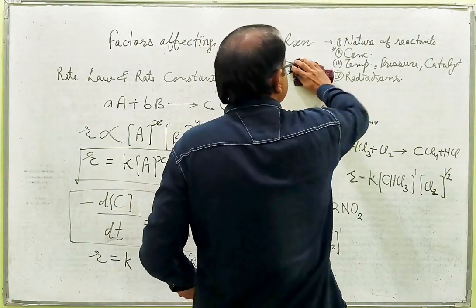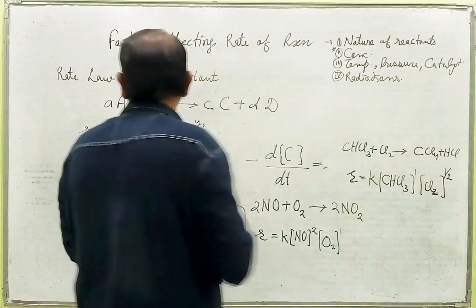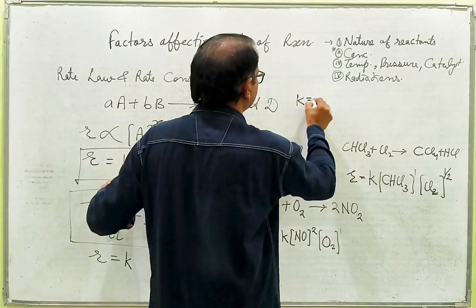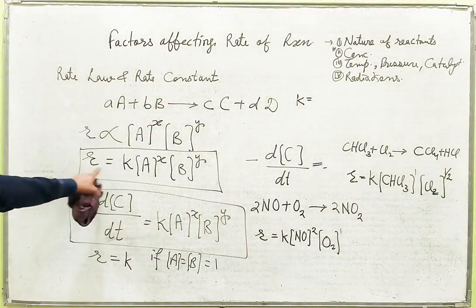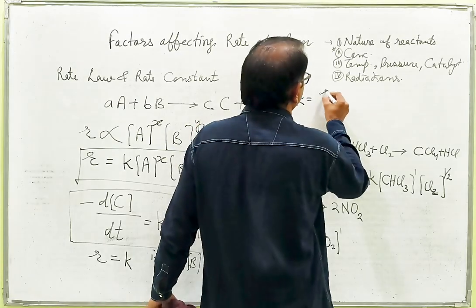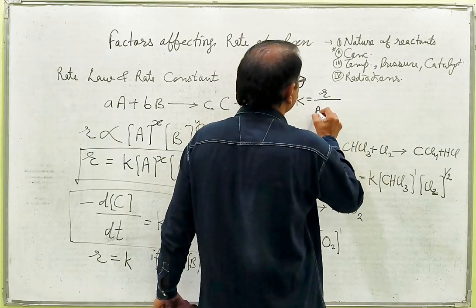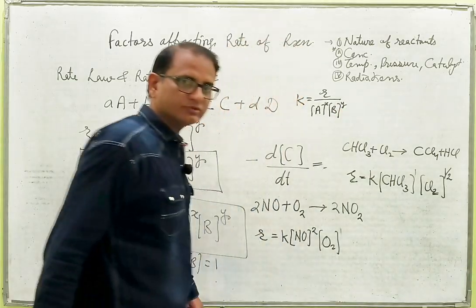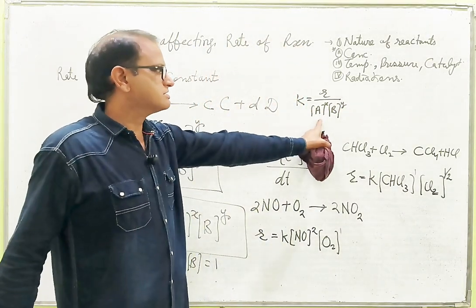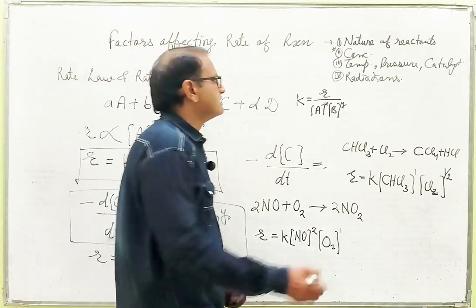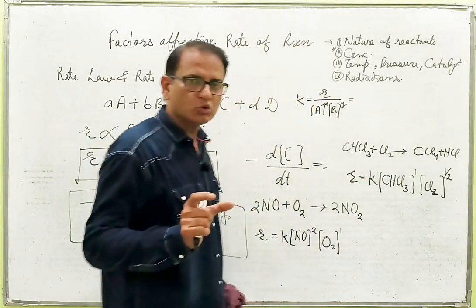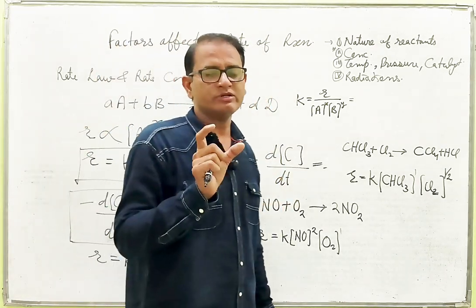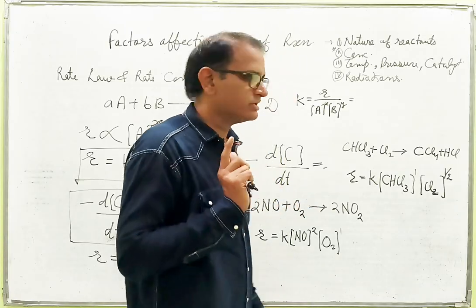So the unit of rate constant: if we are taking this equation, then our k will be what? k will be equal to rate upon concentration, rate upon [A] raised to the power x, [B] raised to the power y. Both are concentrations. Rate we know is mole liter inverse time inverse. We are taking time inverse, not second, not minute, not hour.